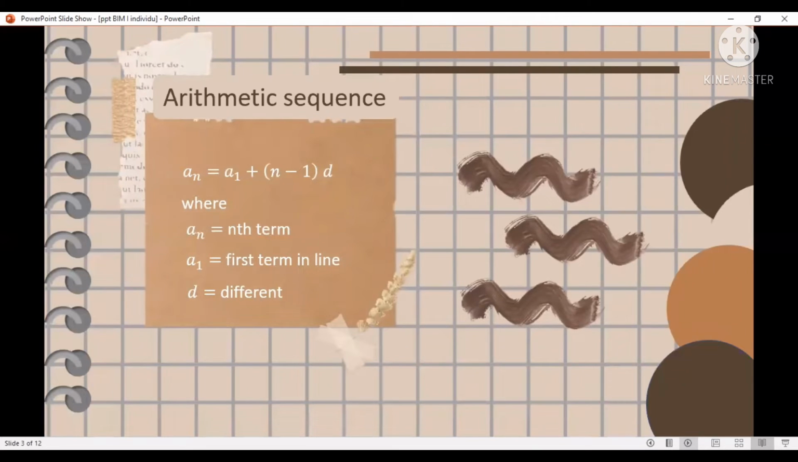The following is the arithmetic sequence formula. An equals A1 plus open bracket n minus 1 close bracket multiplied by D, where An is the nth term, A1 is the first term in the line, D is the difference.